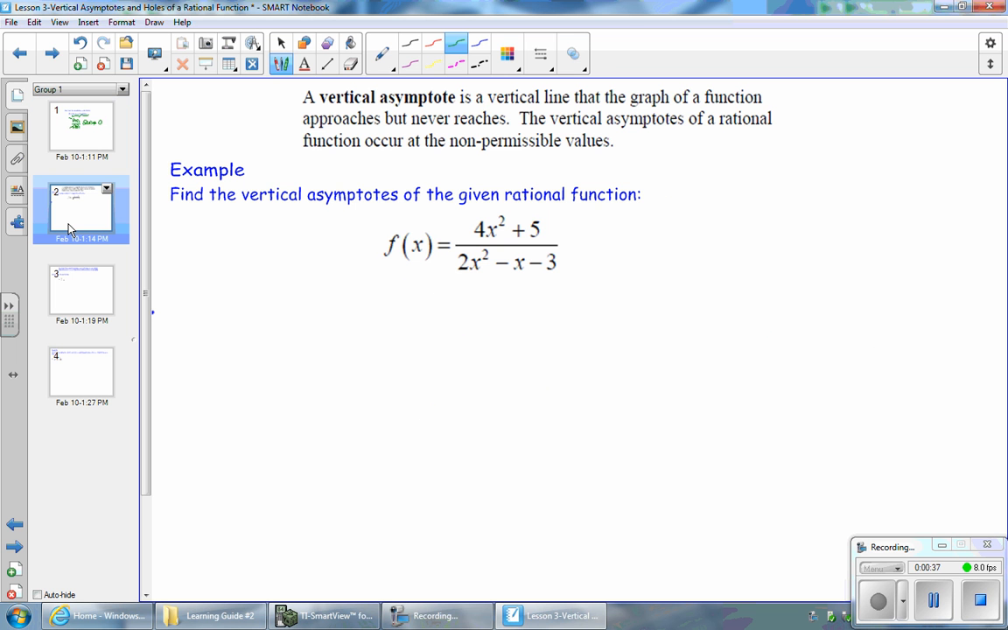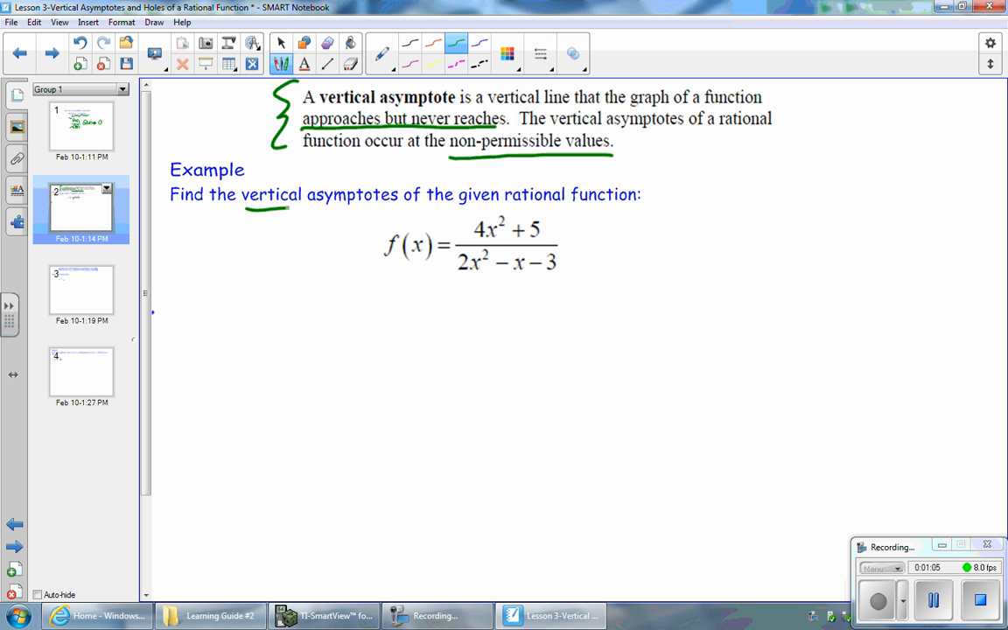I'm going to start off by describing to you what the vertical asymptote of a rational function is. So starting with the definition up top here, it says a vertical asymptote is a vertical line that the graph of a function approaches but it never reaches. And the vertical asymptotes of a rational function occur at the non-permissible values of the function. So let's start with this example here. It says find the vertical asymptotes of the given rational function.